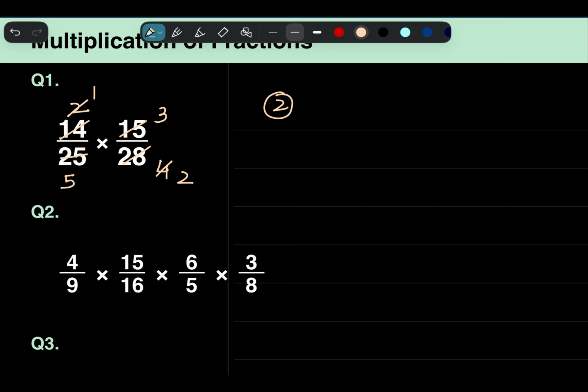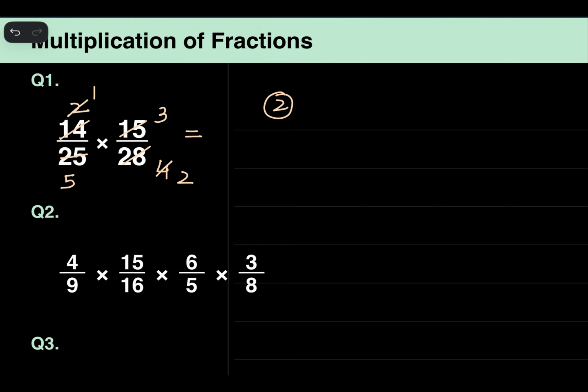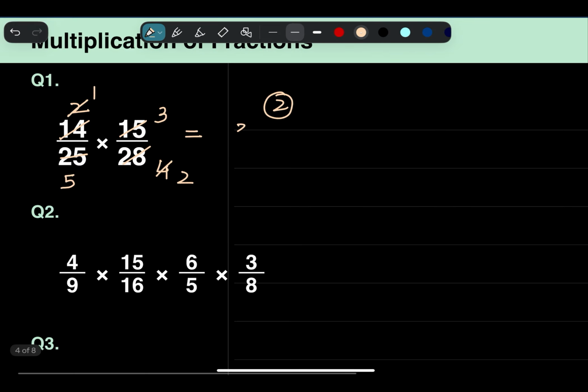Okay, 2 ones are 2 and 2 twos are 4. Is any further cancellation possible? It's not possible. So we straight derive to this. Multiply whatever remains. What is remaining here? 1 and 3. So we do 1 into 3 upon 5 into 2, which is 3 upon 10. Multiplication. That is what we have to do in multiplication.